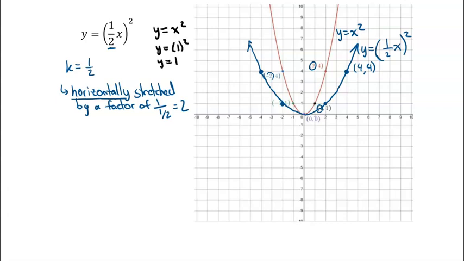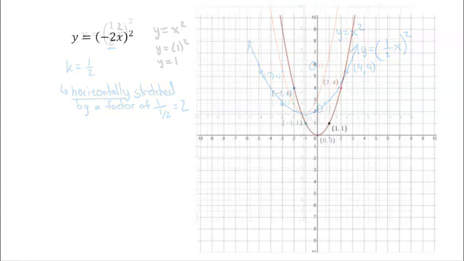1 squared would give me y equals 1. Well, what do I have to put in for x now with this 1/2 times x all squared in order for y to be 1? Well, I'd actually have to put in x equals 2. If I put in 2 for x, 1/2 times 2 would give me 1 squared, and that would give me y equals 1. And so because we have to put in a number for x that's twice as big as the original number I put in, that's why this is a horizontal stretch rather than a horizontal compression.